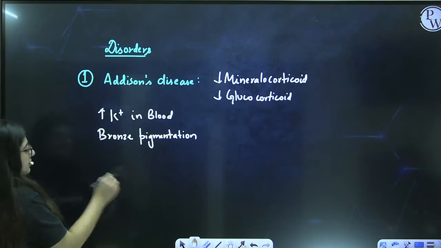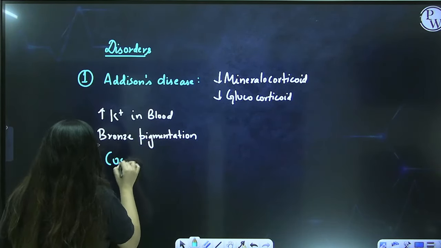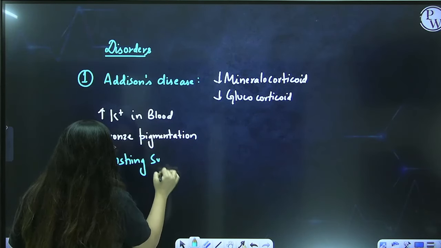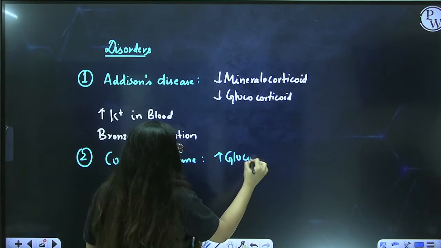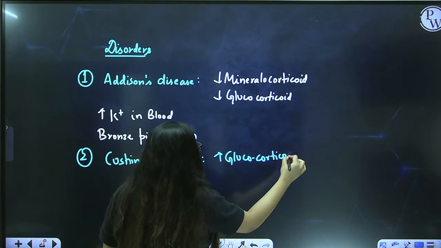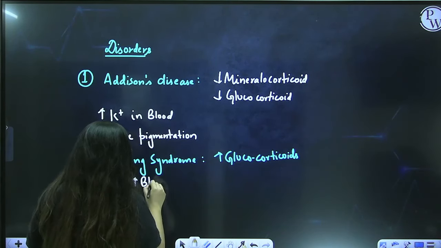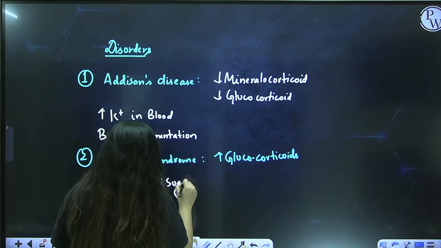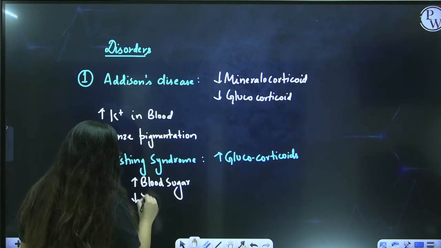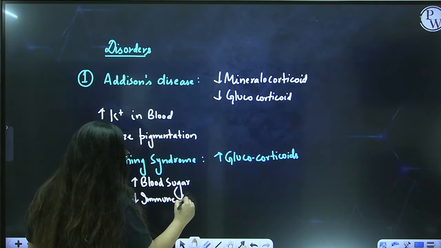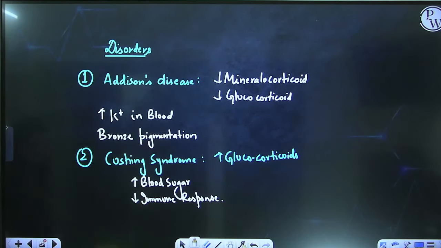Okay. And the second disease is Cushing syndrome. In Cushing syndrome, the level of glucocorticoids increases. If the level of glucocorticoids increases, what will happen? There will be more blood sugar. What else will occur? There will be a low immune response in this case. Okay. So these are the two disorders associated with the adrenal gland.